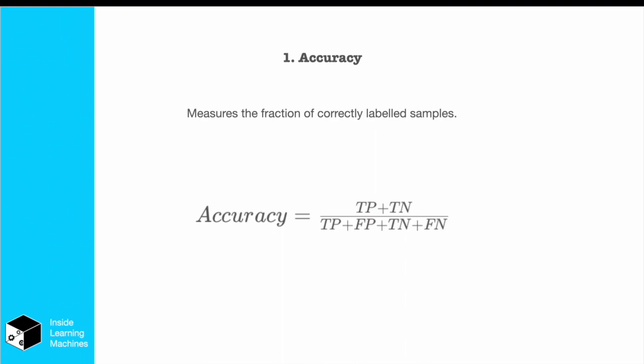So the first measure we will talk about here is accuracy. Now, accuracy measures the fraction of correctly labeled samples in our data set. And computing accuracy is pretty straightforward. So what we do is we take the number of true positives plus true negatives and divide that by the number of samples that we have in our data set. So that's the sum of the true positives, false positives, true negatives, and false negatives. So this is something that is fairly intuitive to compute.